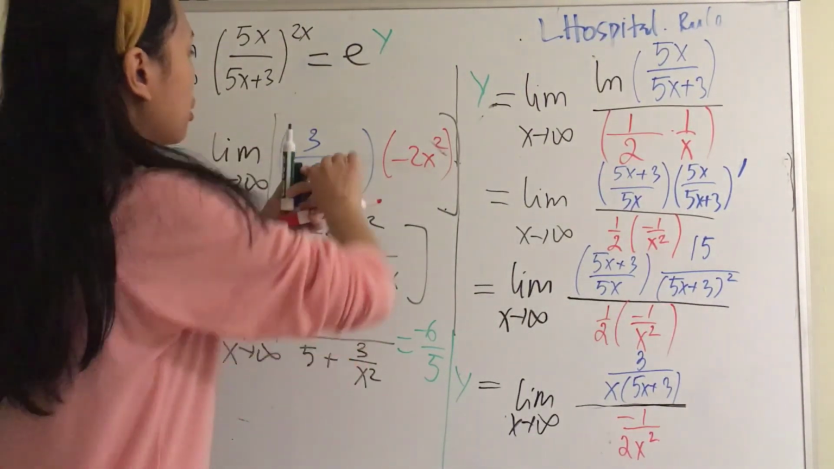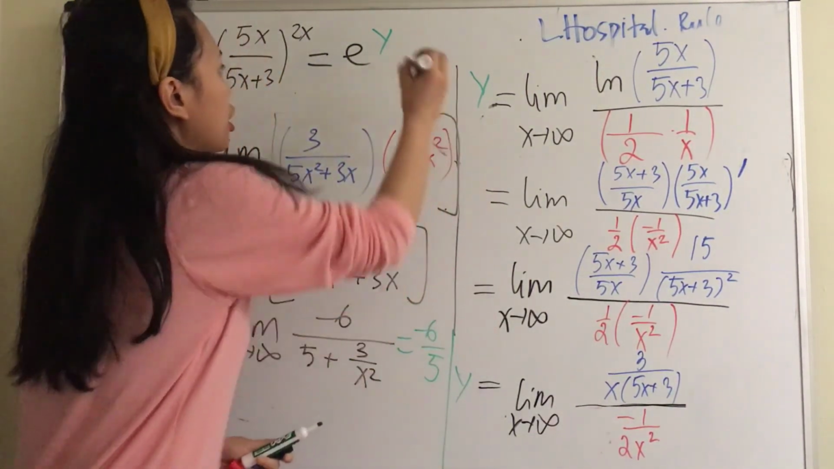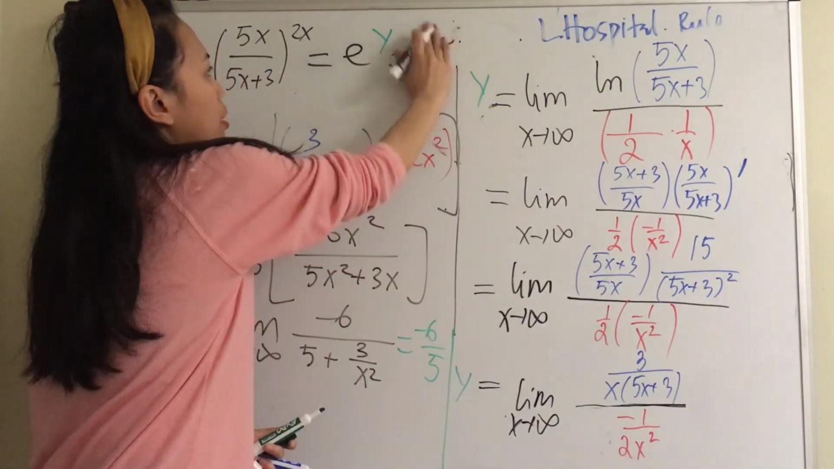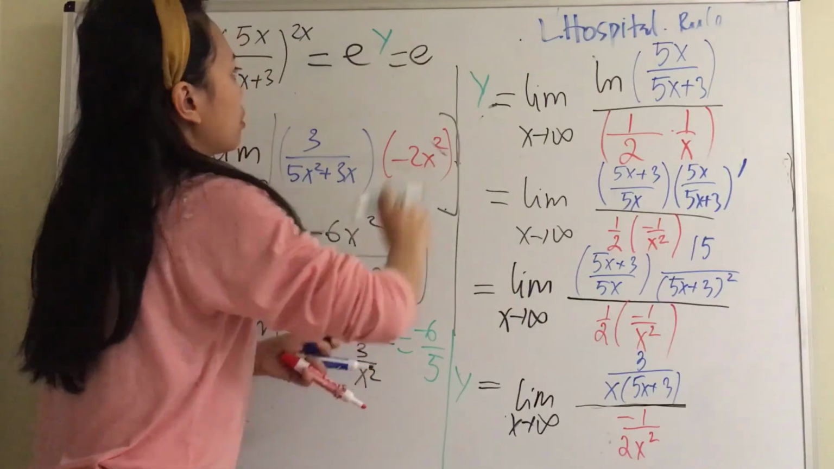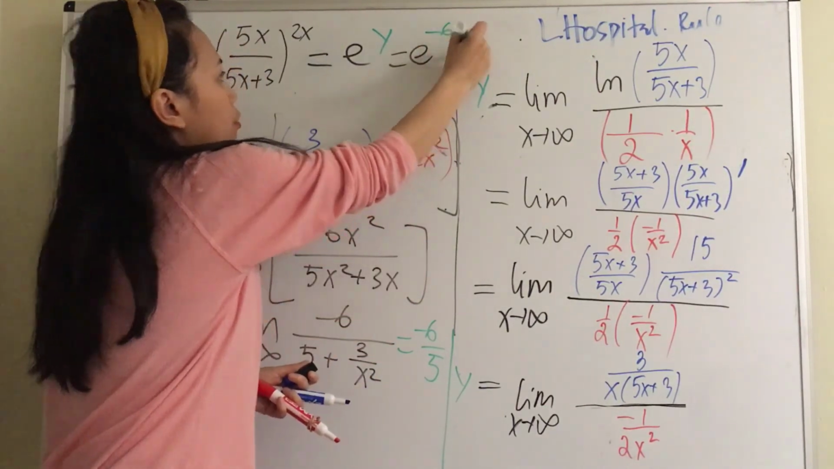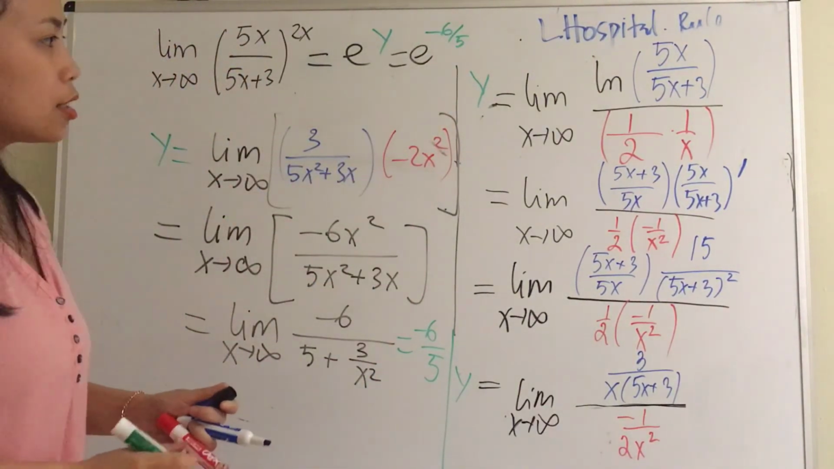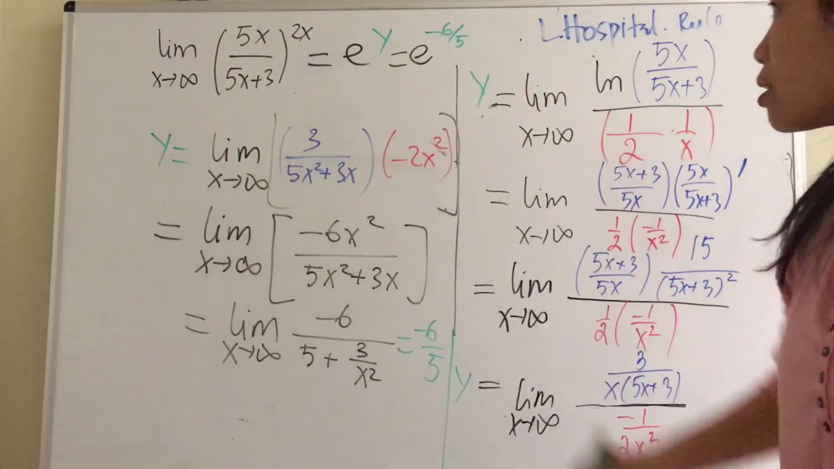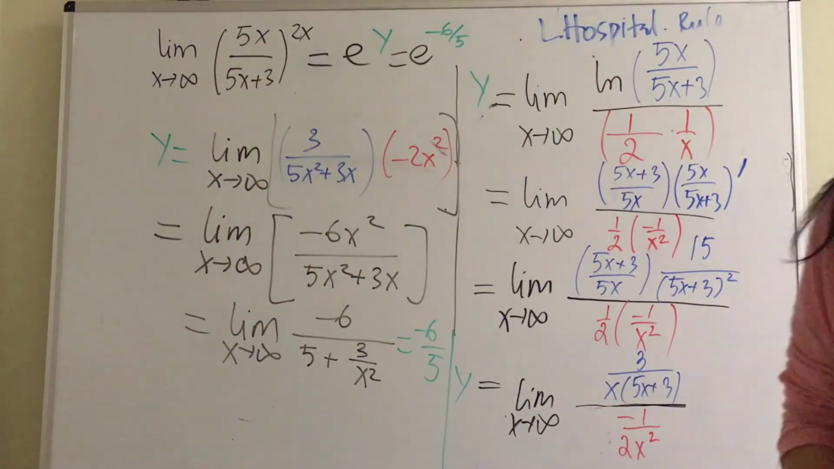So the answer here is e to the negative 6/5. Let me color this one. Negative 6/5. You see that? So that's how you find this limit.